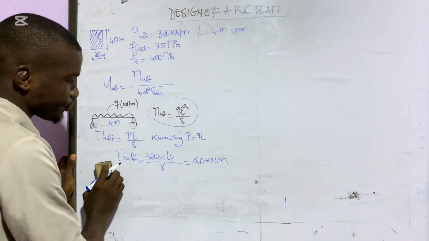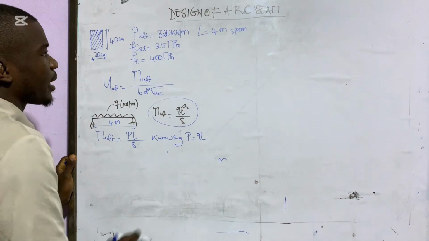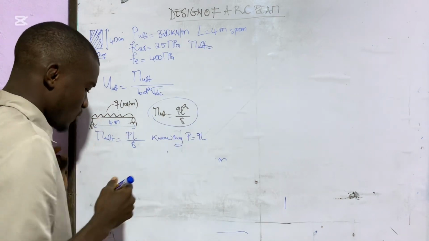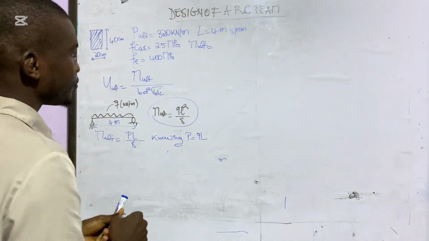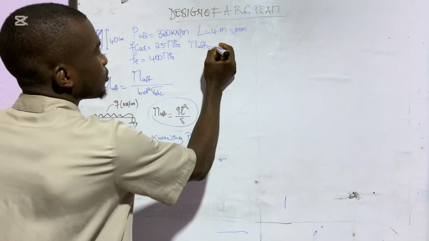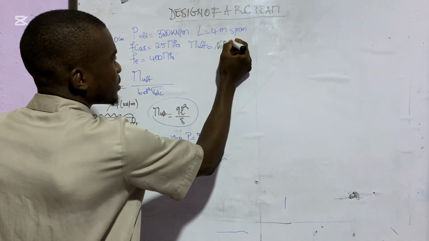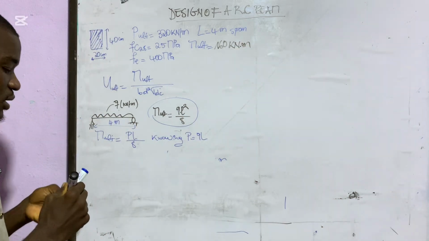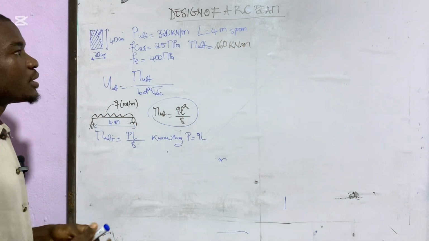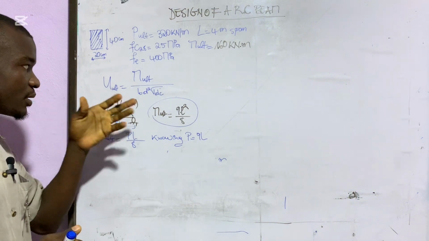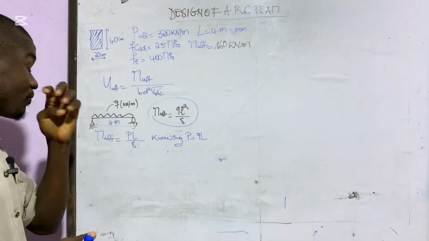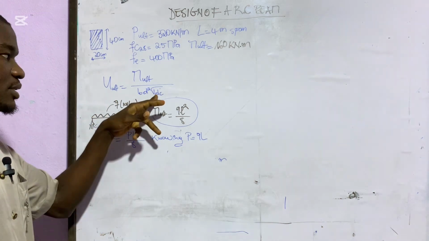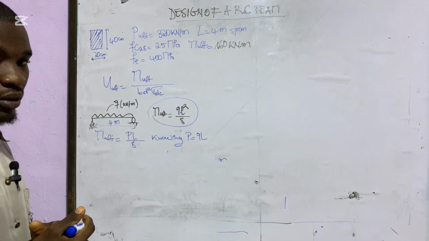Okay, so we can now write up here that our M ultimate is equal to 160 kilonewton meter. It's a moment, so it's in kilonewton meter. So now we have our M ultimate. What we lack now to have our ultimate moment, mu ultimate here, is just the design strength of our concrete.